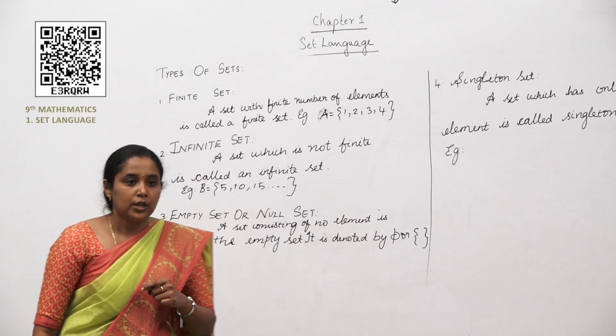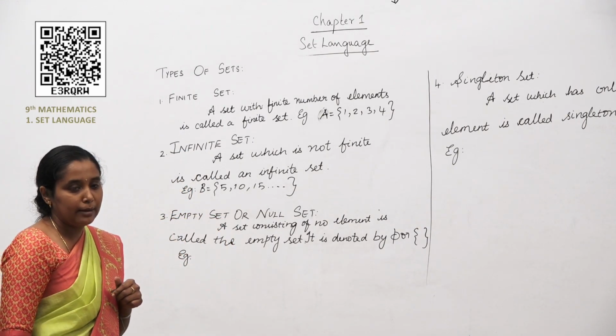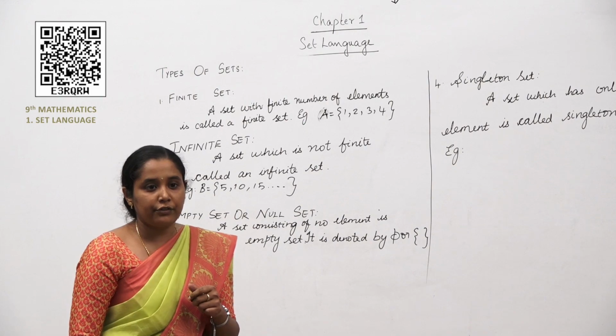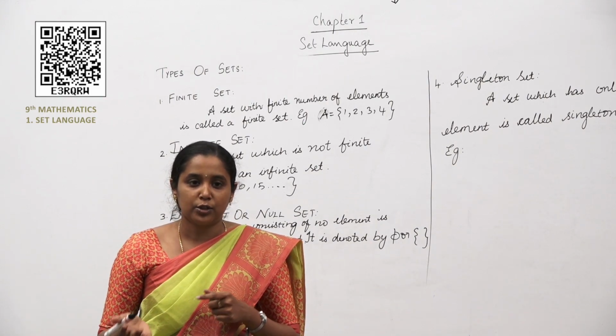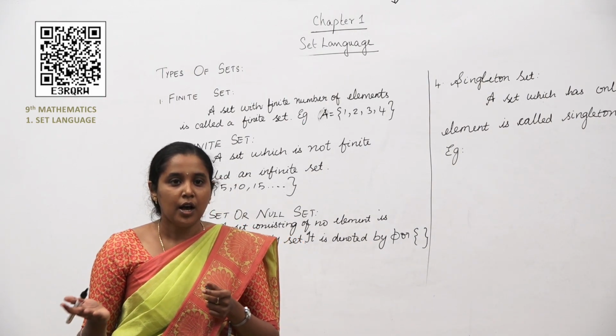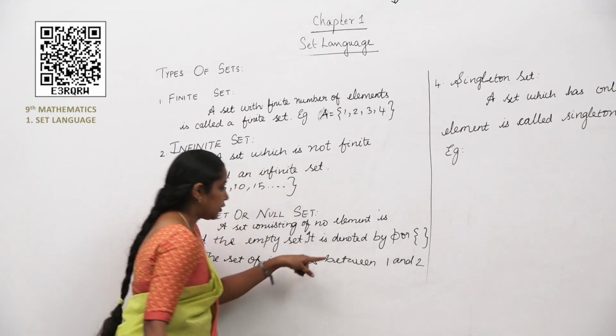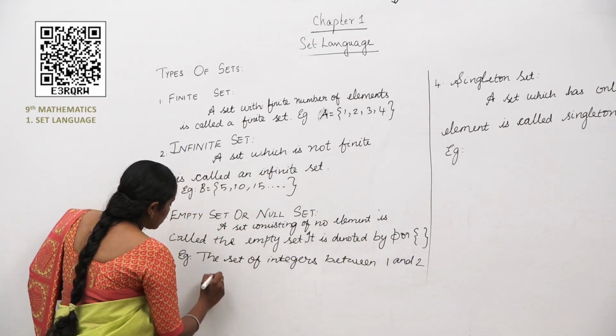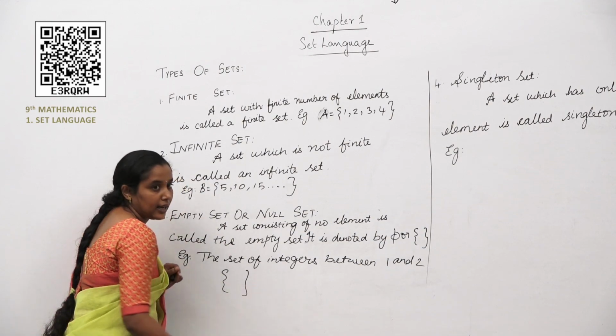For example, can you say one example for an empty set? The set of even numbers between 1 and 2. There is no even number between 1 and 2. You have the set of integers between 1 and 2. No. So you can write it as a null set.